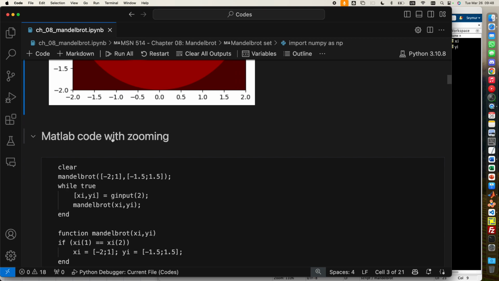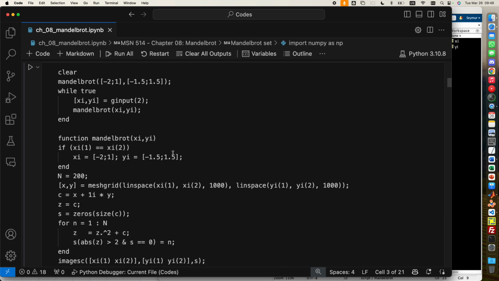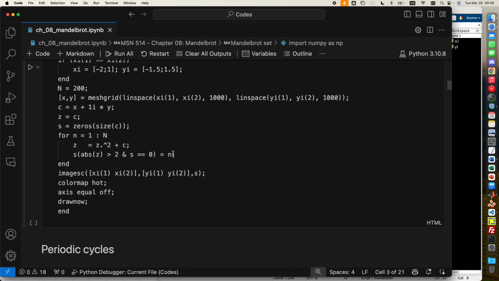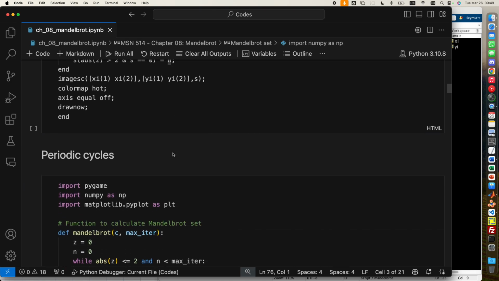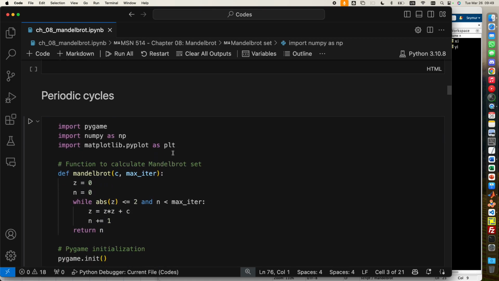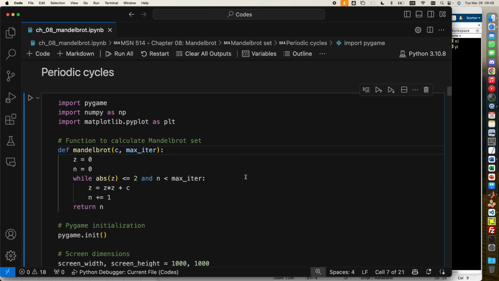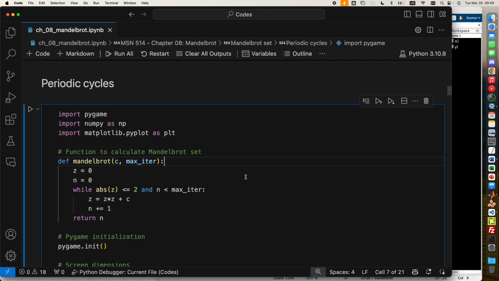Yes. And you have MATLAB code with zooming inside your notepad. Okay. Now, do you have any questions? Oh, we will come to Julia sets after a very long break. Okay, let's talk about periodic cycles here. Oh, yes. I don't have my picture.